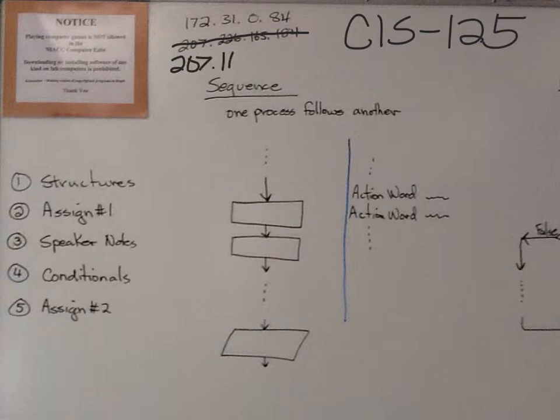207, 165, 226, 184. Alright, so now you can access the server remotely. This is locally, and that's remotely. The server is where you're doing the work.